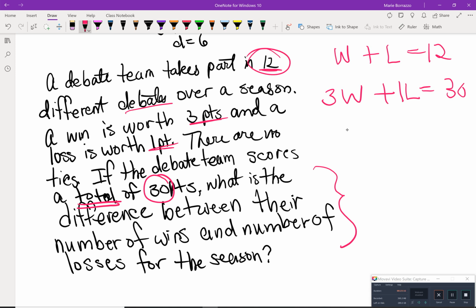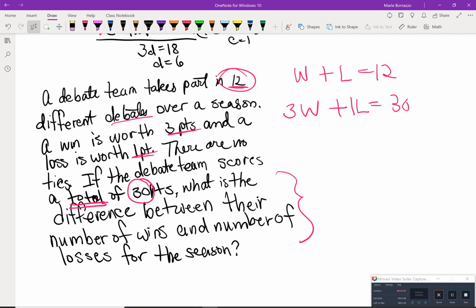So, let's go ahead and solve these simultaneous equations. We know that we have these two equations, and we can solve for one in terms of another. Since these are both 1L, 1W, what if I multiplied all of this by -1? This will give me -W minus 1L is equal to -12.